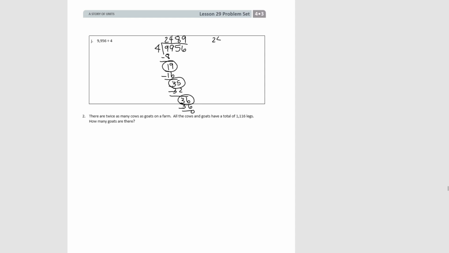Let's check with multiplication. 9 times 4 is 36. 8 times 4 is 32, plus 3 is 35. 4 times 4 is 16, plus 3 is 19. 2 times 4 is 8, plus 1 is 9. And our answer checks out.